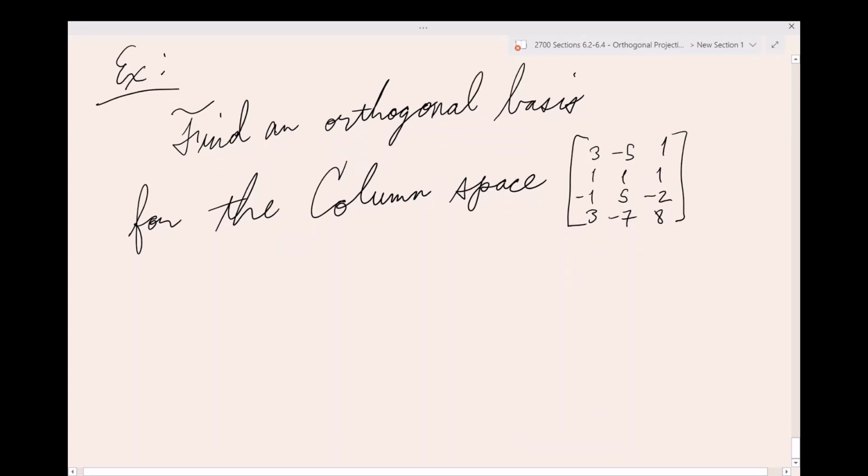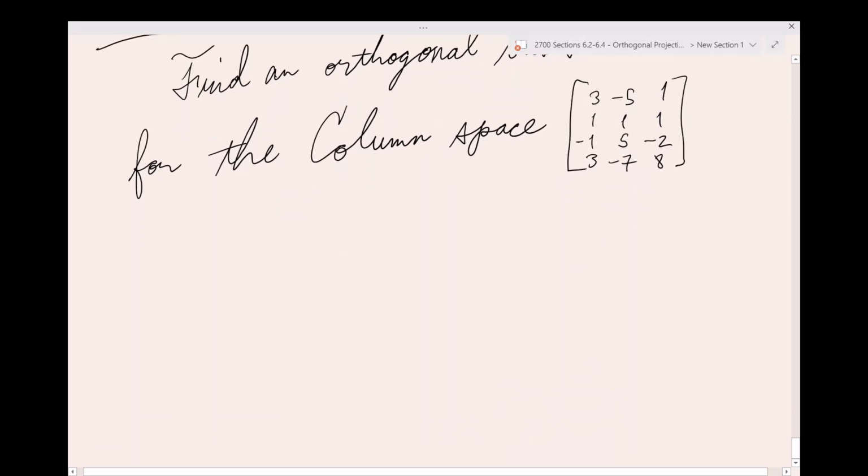So what am I going to do? I'm going to say, okay, well, let my first vector in my new basis just be the first vector of the old basis.